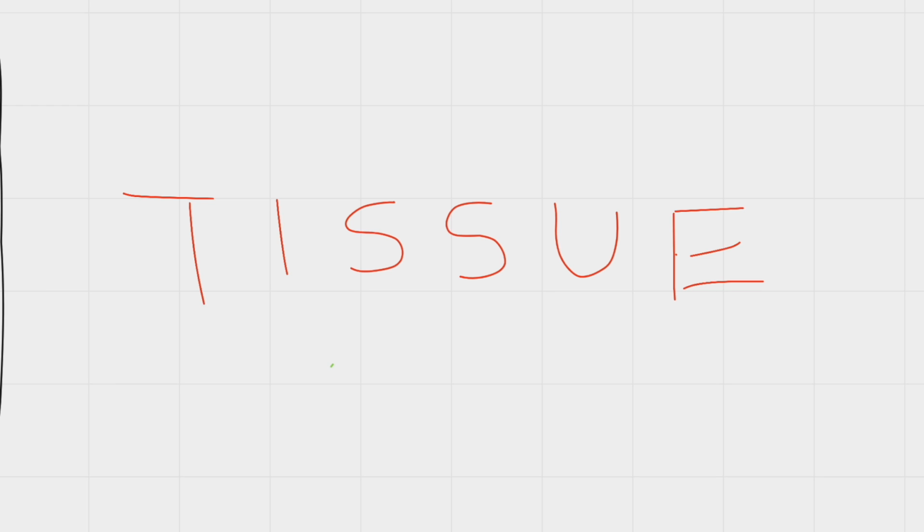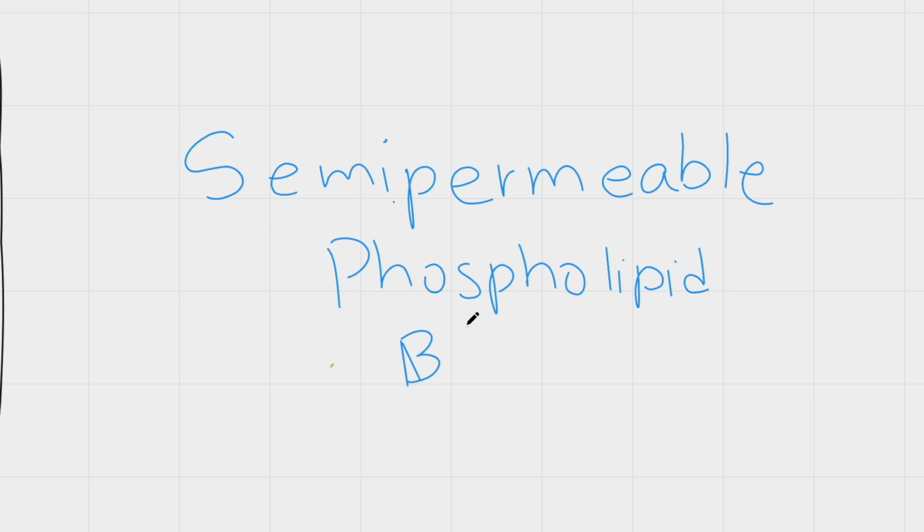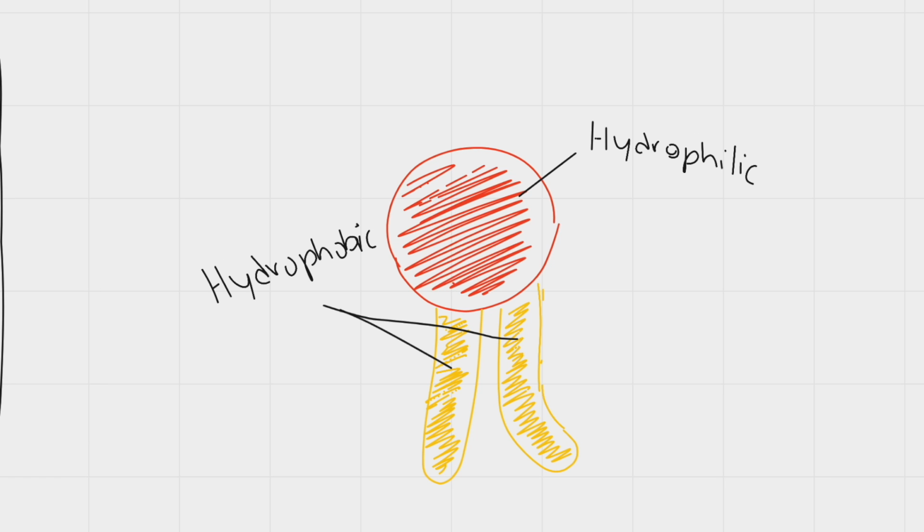The cell membrane is the outermost layer of a cell, made up of a semipermeable phospholipid bilayer, meaning it will only let some molecules inside the cell. It takes many phospholipids to make up the bilayer. Phospholipids have a phosphate group, the head, attached to two fatty acids, the tails. The head is hydrophilic, while the tails are hydrophobic.